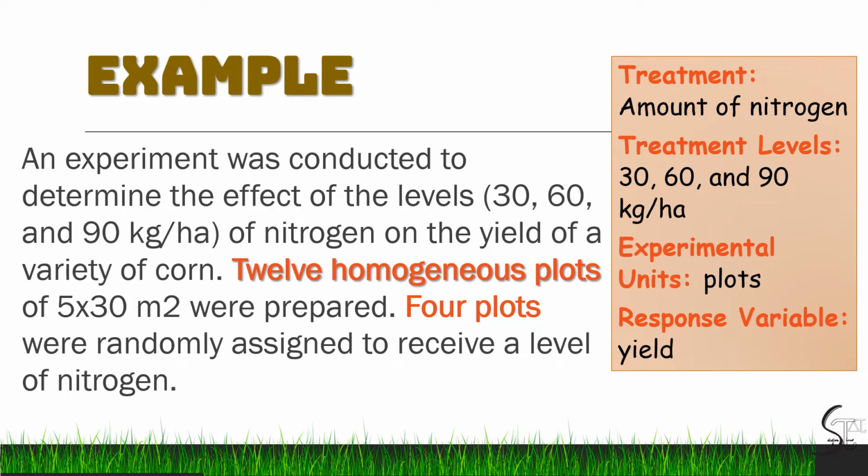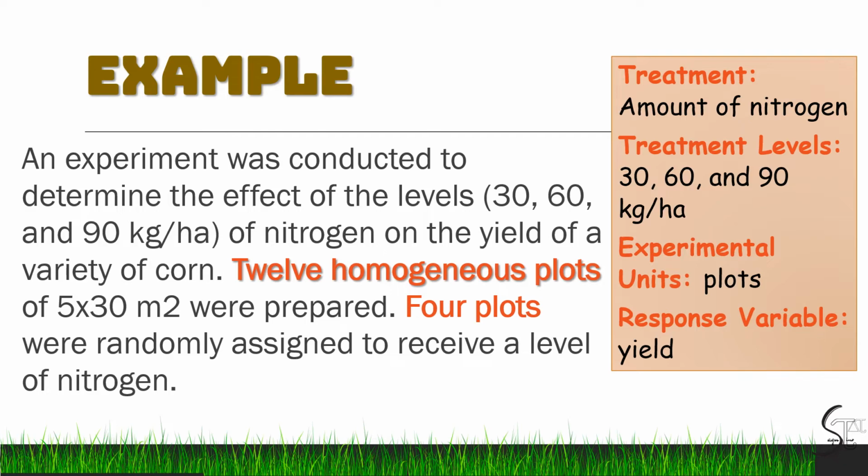And then we have the experimental unit. So these are the plots. When you say experimental units, these are the units that will receive your treatment. And then we have the response variable, and that is our yield, our dependent variable. The one that we will be measuring is the yield, to see if there's really a difference in our yield given that they are applied with different levels of nitrogen.